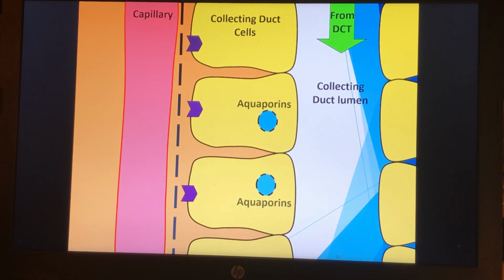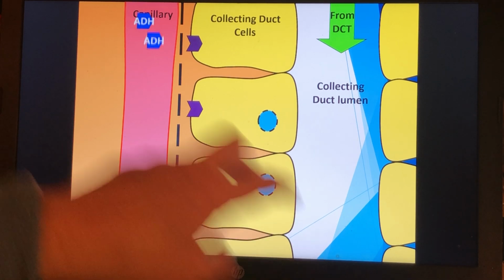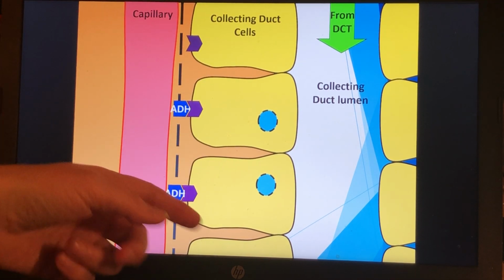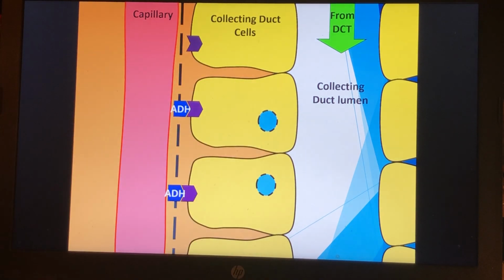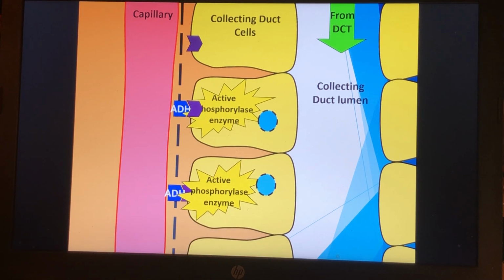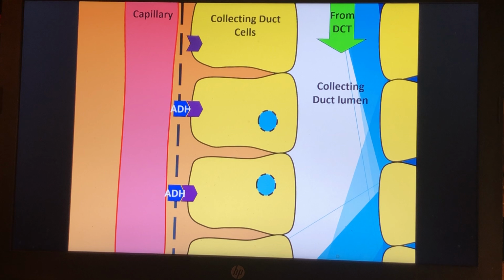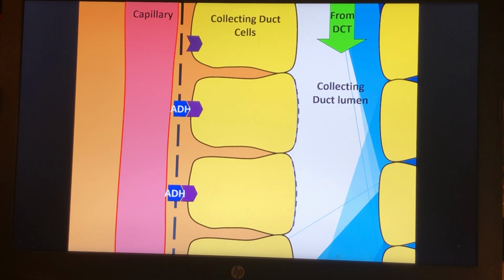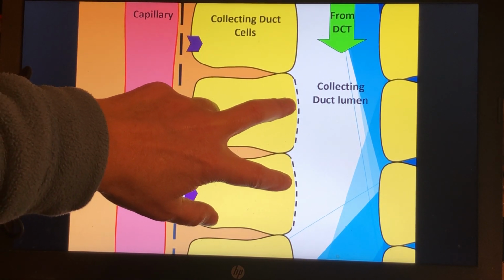So if ADH is released, ADH will travel in the bloodstream and out in the tissue fluid, and then it will combine with special receptor cells on the cells lining the collecting duct. That causes this enzyme to be released. Now, you don't need to learn the name of the enzyme. That in turn causes these vesicles that have got aquaporins in them to fuse with the cell membrane, and basically the aquaporins then will open up. Now, if you think back to how things get transported in or out of cells, aquaporins are little channels that allow water to enter or to leave a cell. So essentially, the ADH has meant that these aquaporins have opened up.